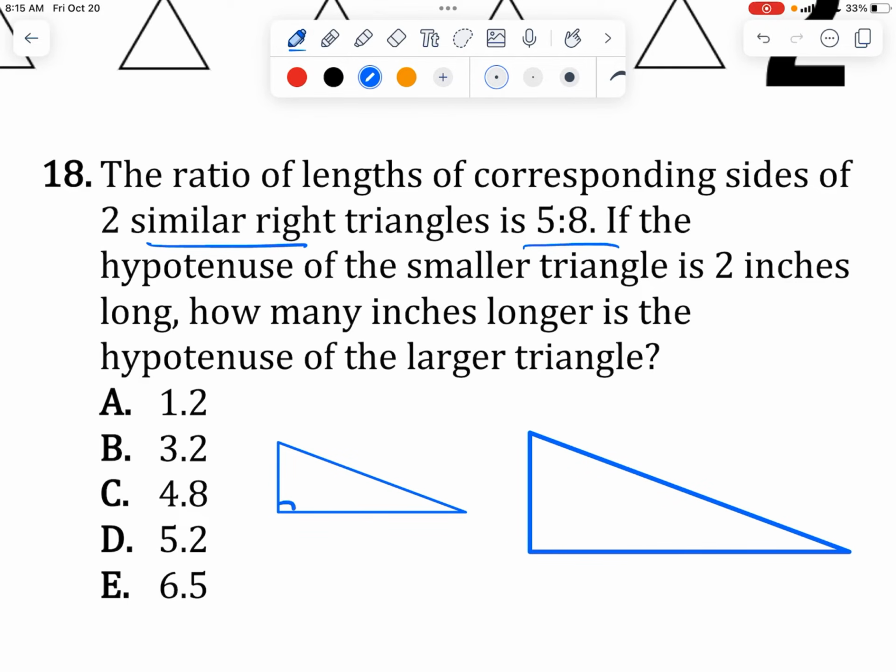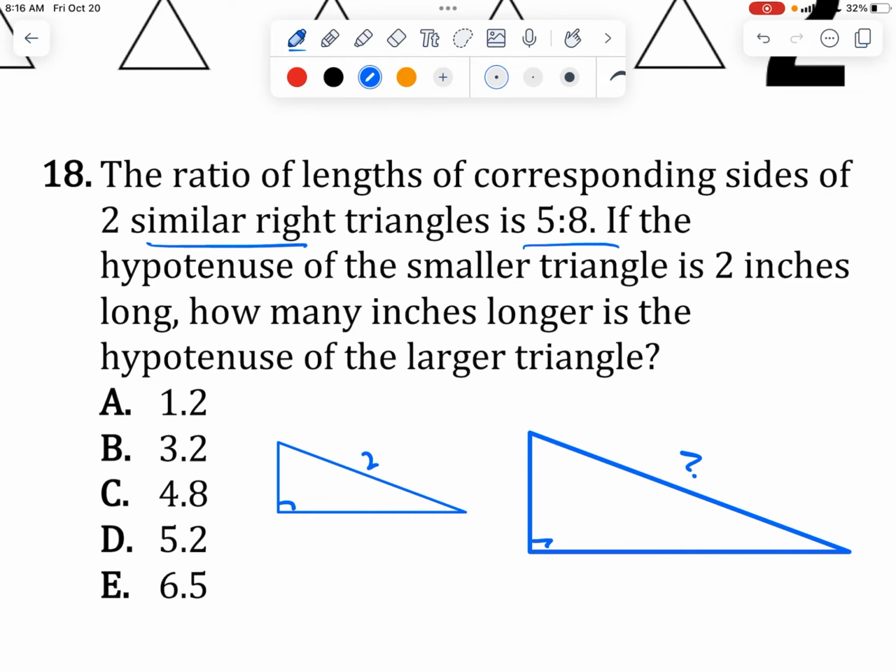And worth noting is these are both right triangles, as it says. Similar and right. Now the ratio of side lengths of the two corresponding similar right triangles is this. If the hypotenuse of the smaller triangle is 2, how many inches longer is the hypotenuse of the larger one?